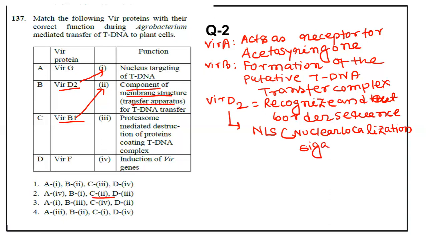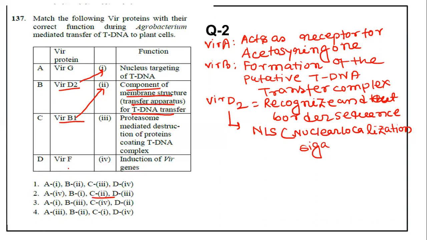into the plant cytoplasm, then it will enter into the plant nucleus and integrate into the genome of the plant. For that reason it must have a nuclear localization signal. VD2 provides the nuclear localization signal; it is a component of the membrane structure transfer apparatus for tDNA transfer.